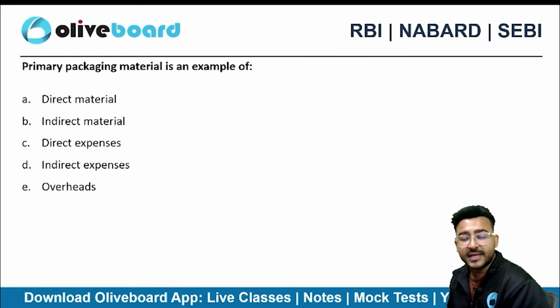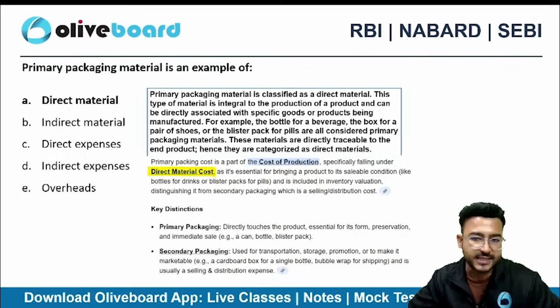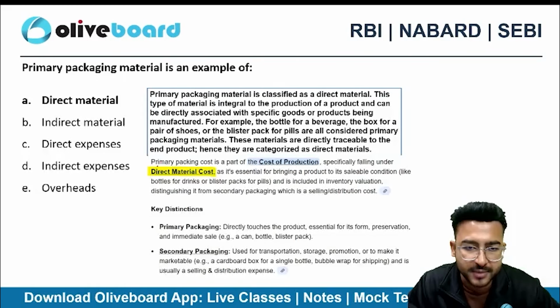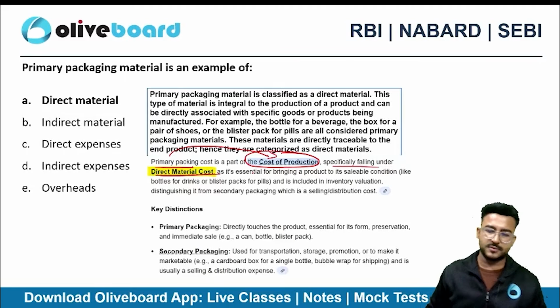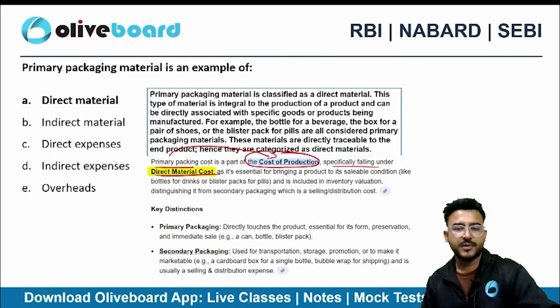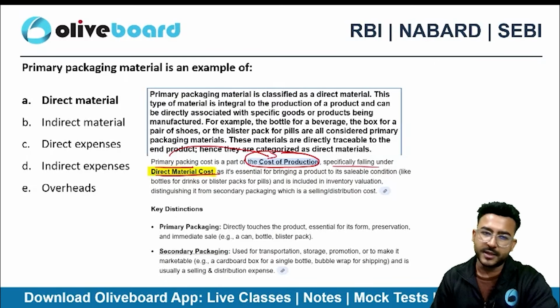Now, usually we consider it as a cost of production, right? Perfect. Primary packing material is nothing but cost of production only. And specifically, it falls in the direct material cost.